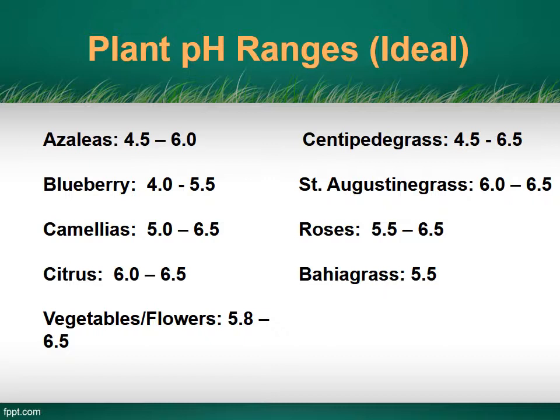Different lists of ideal pH ranges for different plants are very easy to find online. University of Florida has a lot of good reference material about that. So whatever plant you're trying to grow, finding what pH it will do best at is very easy information to find.